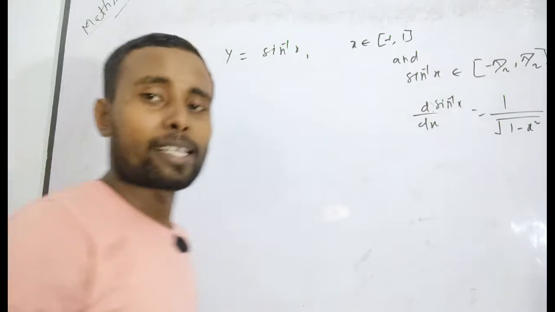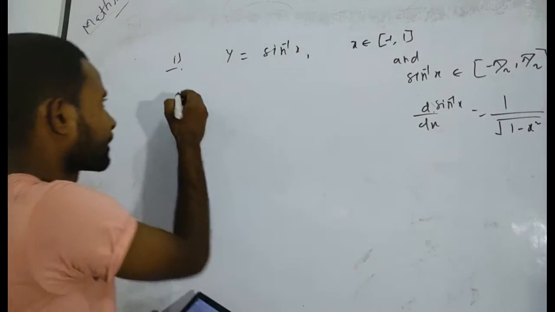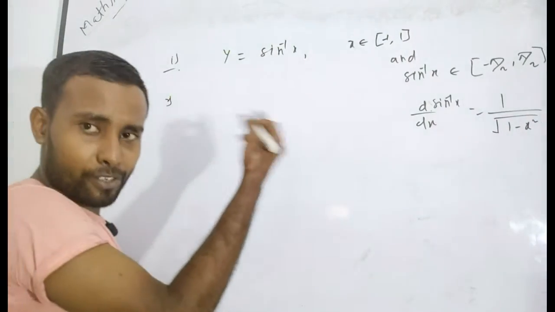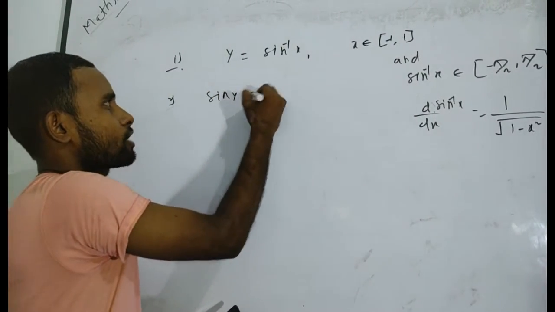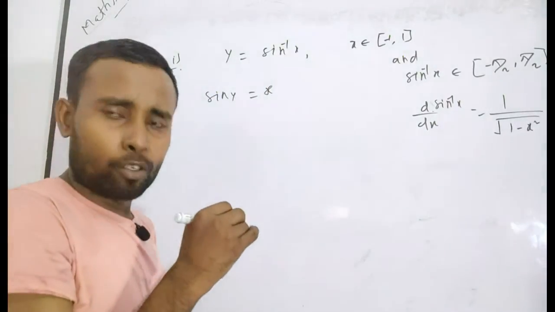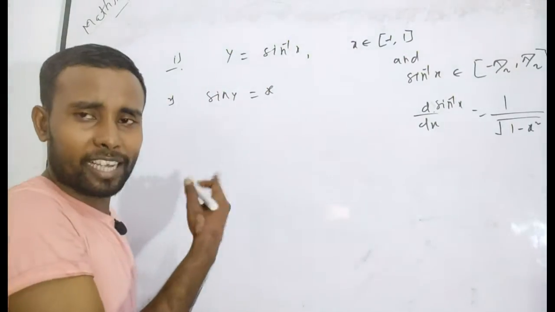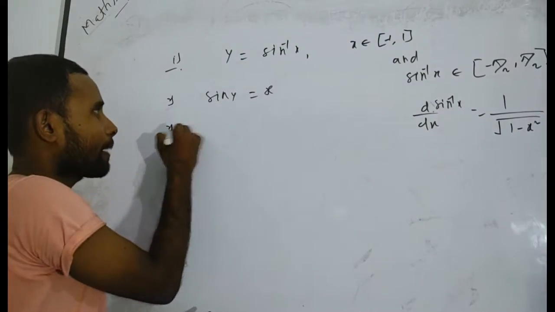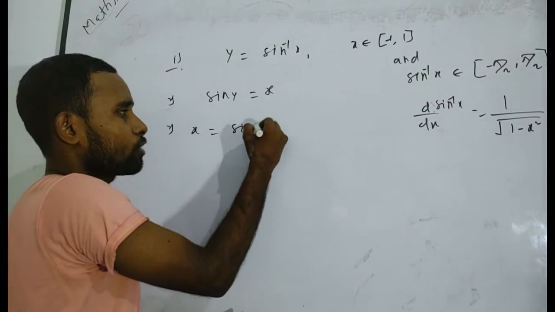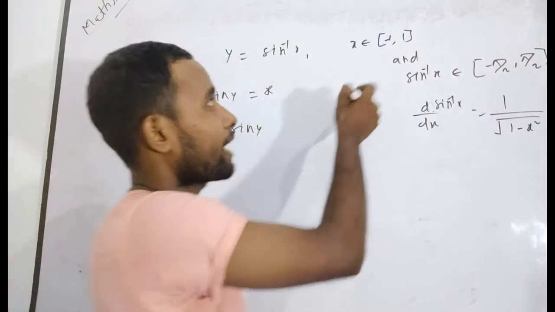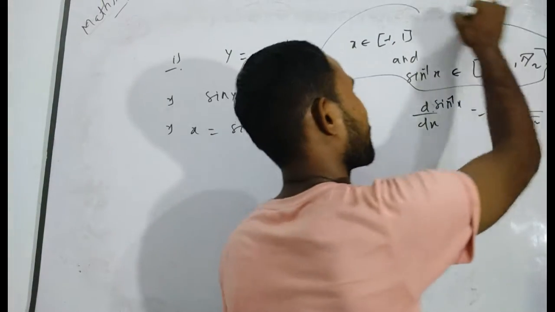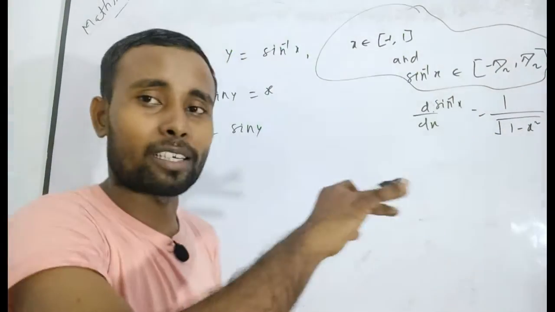Now I want to suggest how you can prove it. Using the definition of inverse function, can you write sin y is equal to x? That implies x is equal to sin y. It is only possible when you write this condition. When this condition is not written, you can't write it here.